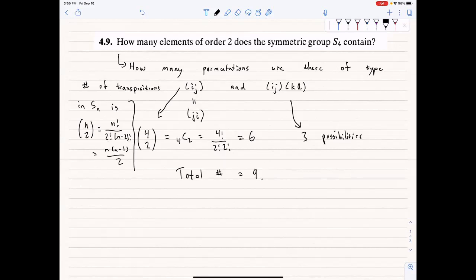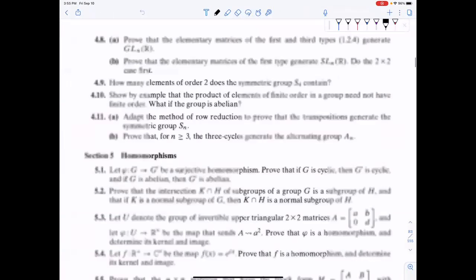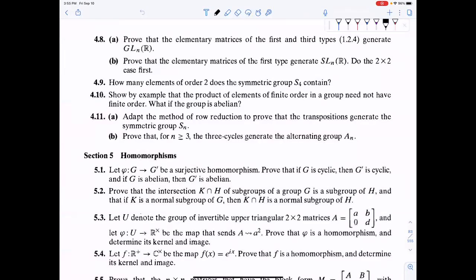So now how do we face 4.10? It doesn't technically produce a finite set. Show by example that the product of elements of finite order in a group need not have finite order. That's great.